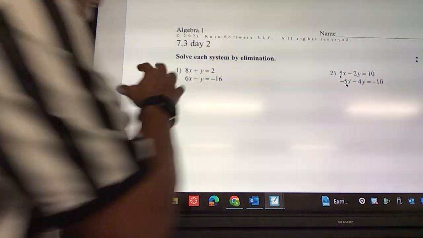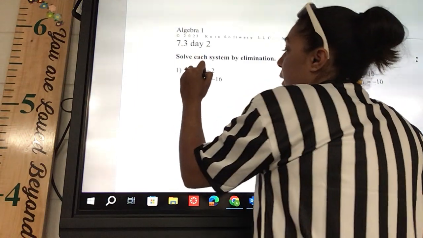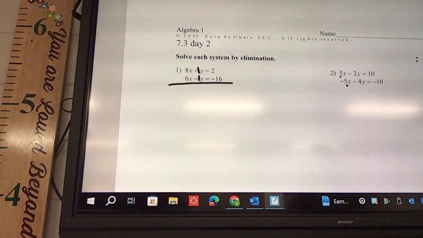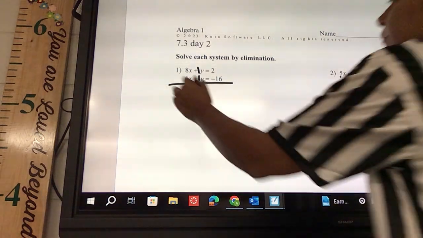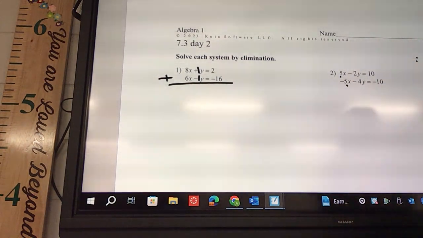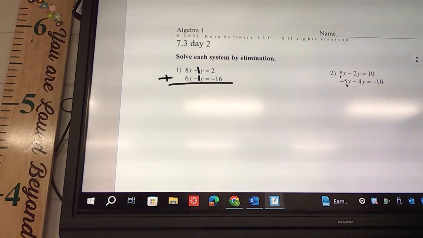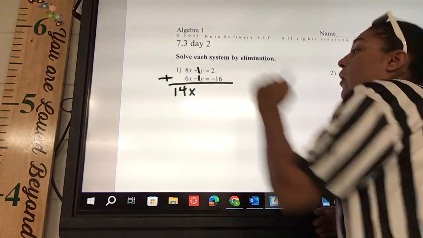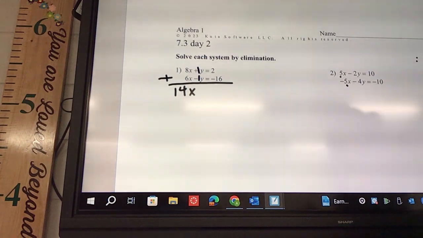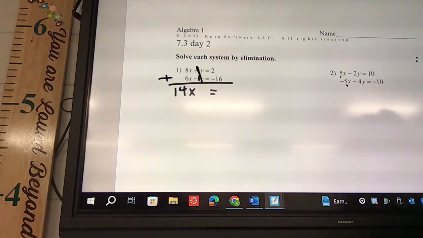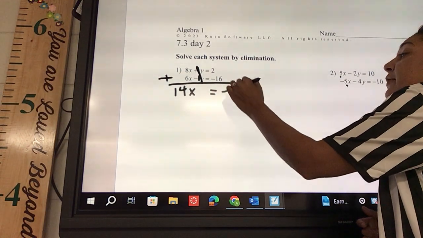So we can see here that these both say 1y. Are they same signs or opposite signs? Opposite, so that means we're going to add them together. So 8 plus 6, what is 8 plus 6? 14. So we got 14x. 1y plus negative 1y is going to cancel, and then 2 plus negative 16 is going to be negative 14.